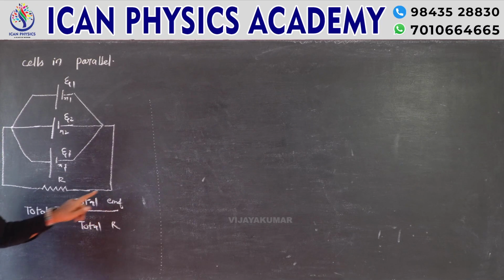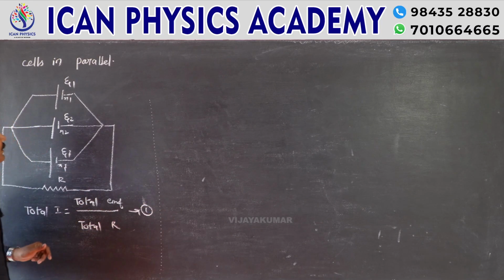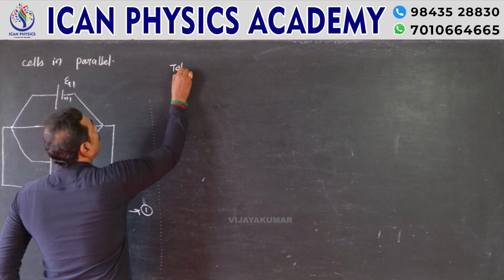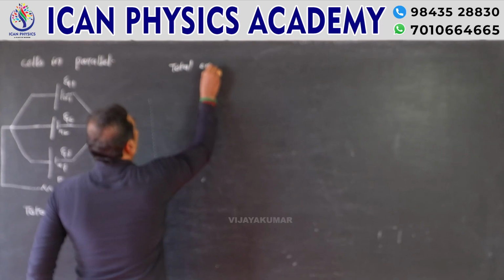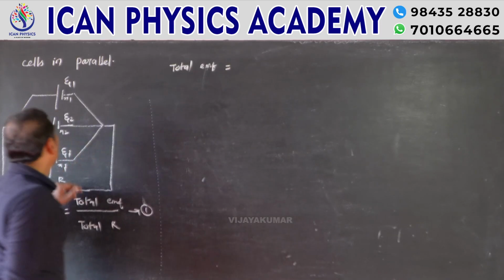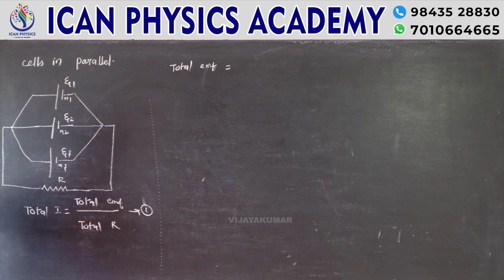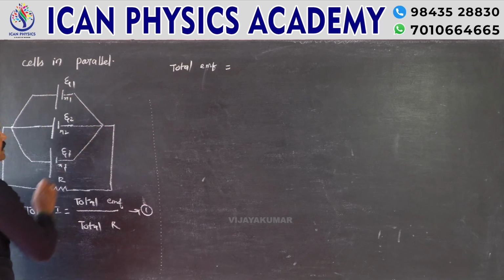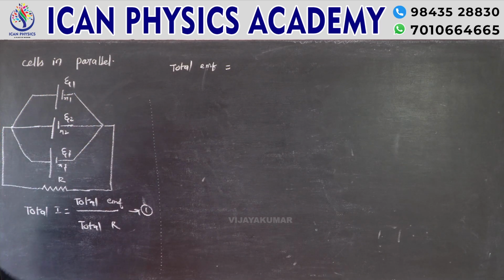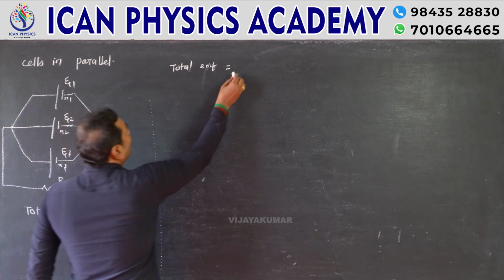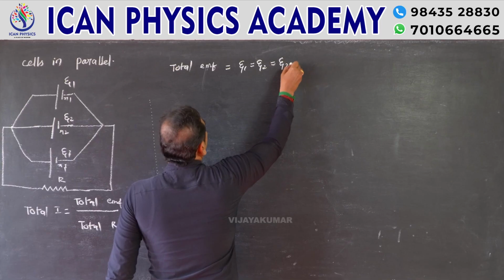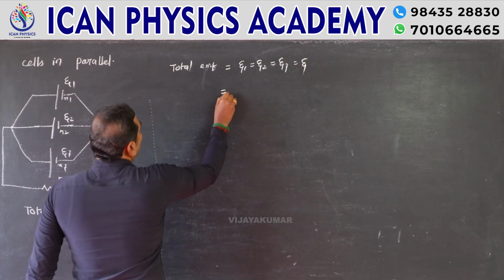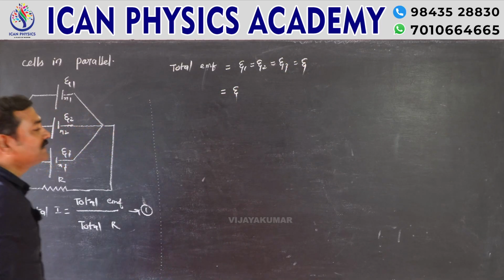Now we have to calculate the total EMF. So all the cells are connected to the common terminal. So the potential drop or EMF is the same. So psi 1 equals psi 2 equals psi 3 equals psi. So the total EMF of the cell becomes psi.